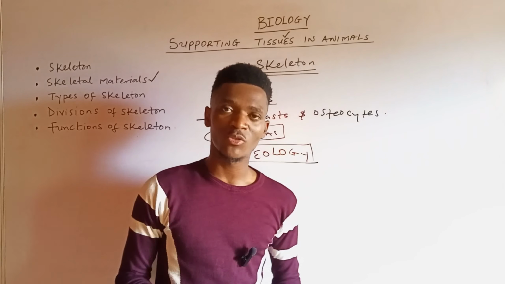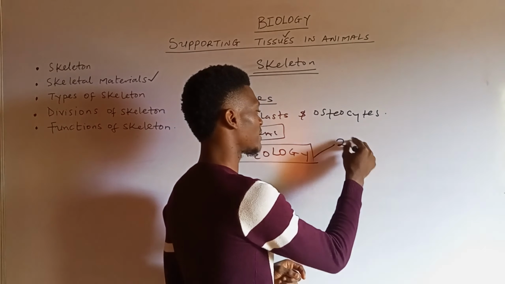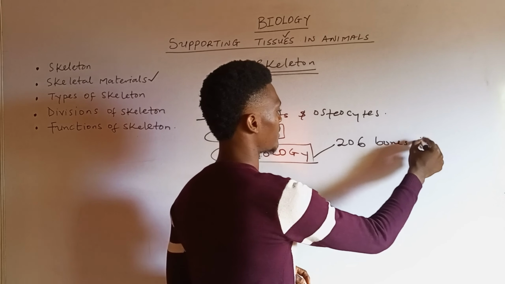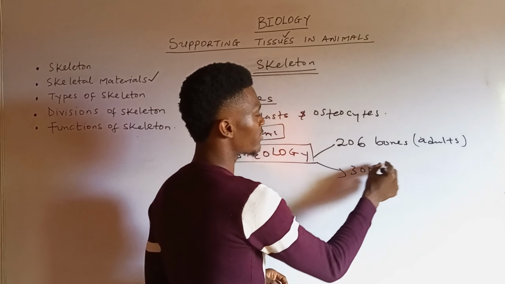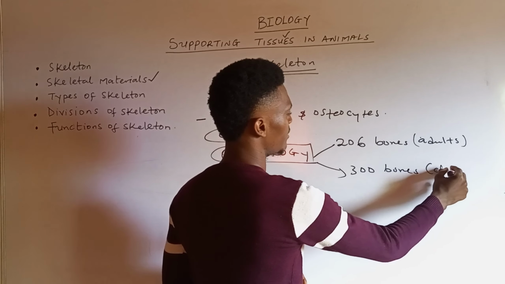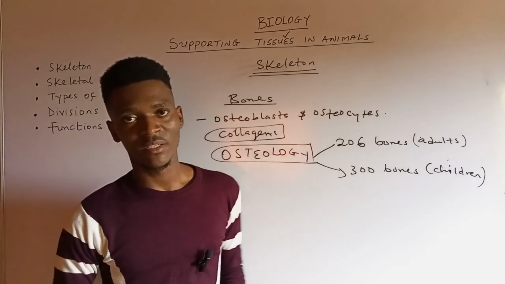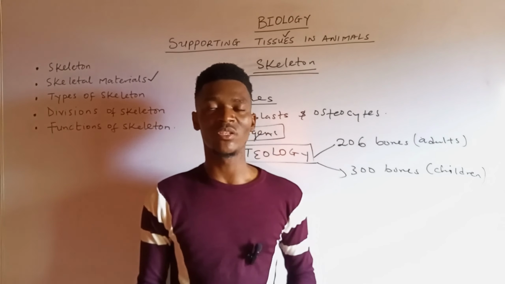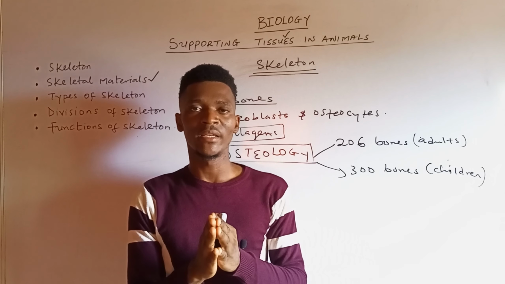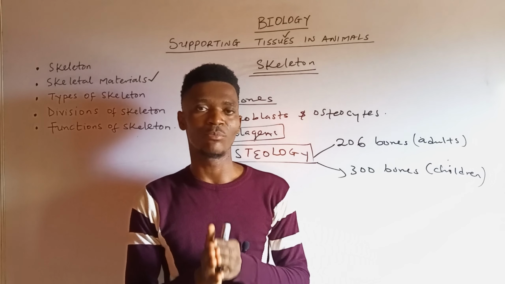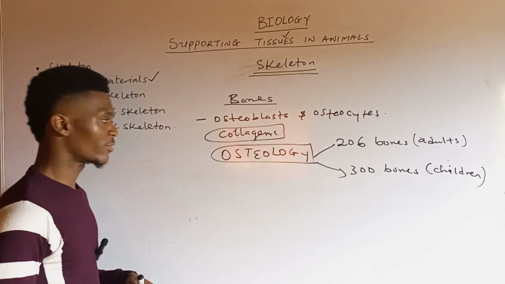And in an adult human, there are about 206 bones. Then for children, there are about 300 bones. So it's very surprising that children have more bones than adults. And that's even the reason why they are subjected to easy fracture. When they grow up, the bones come together and form a firmer and stronger large mass of bone. So that's what causes the reduction of the number of bones in adults.